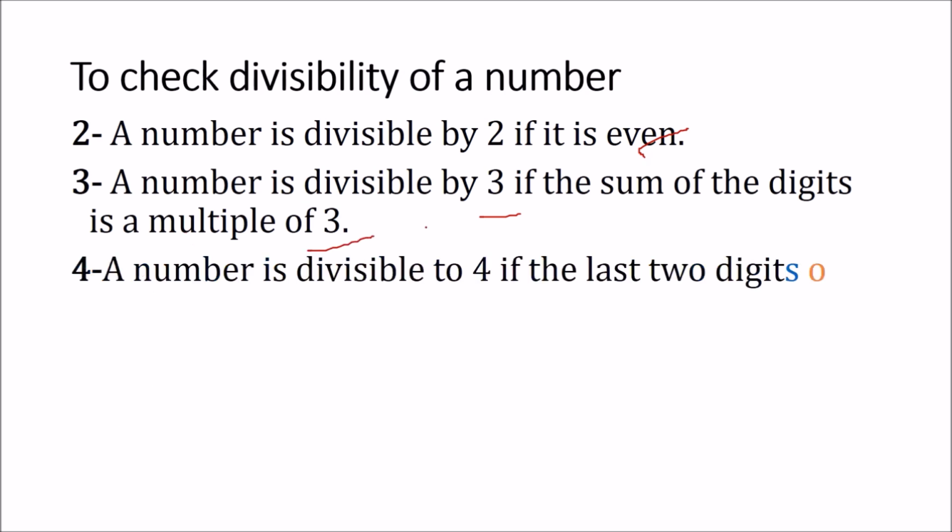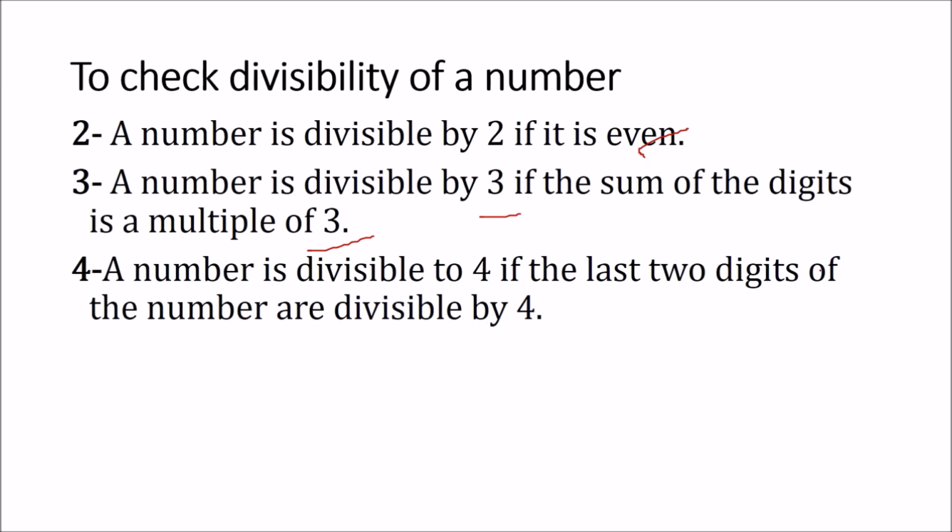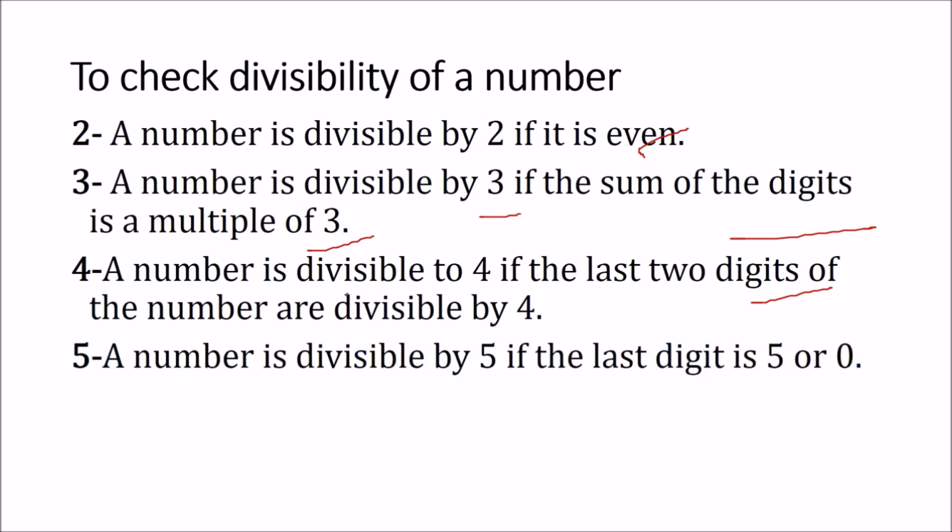4. If you have the last two digits, and those last two digits, because we are talking about large numbers, not small numbers. So if you have a large number, and if the last two digits of the number are divisible by 4, you can conclude that this number is divisible by 4. Then comes the 5. A number is divisible by 5 if the last digit is either 5 or 0.